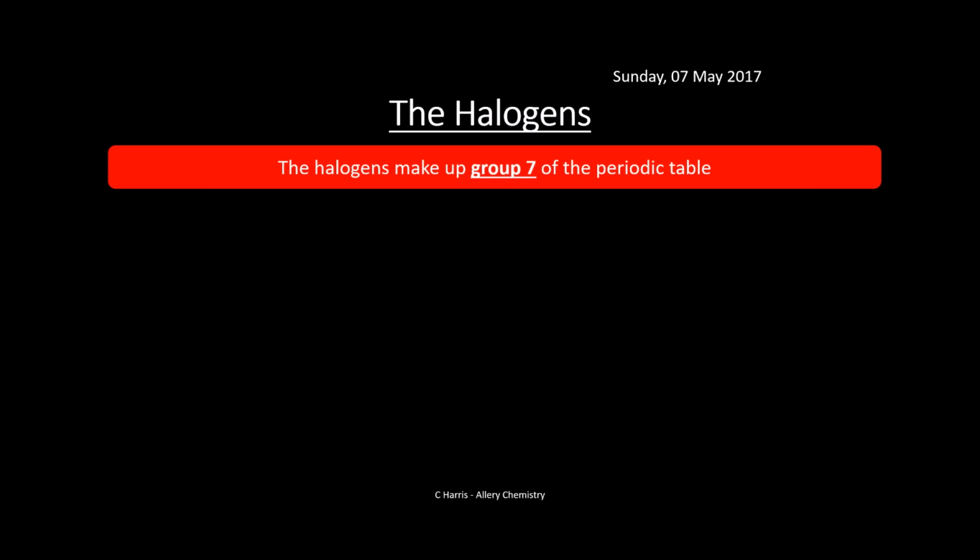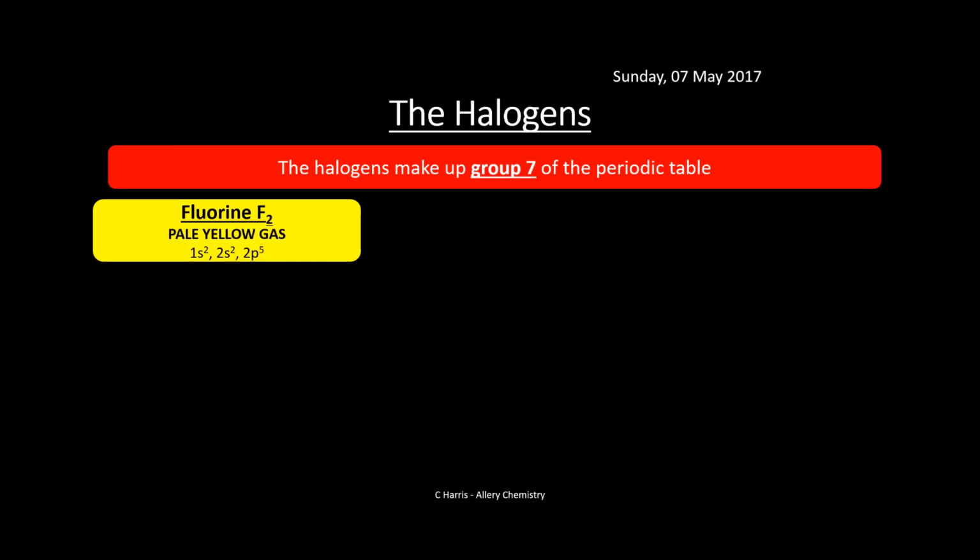Okay, so we're going to start with the halogens, obviously, because this is all about Group 7. The halogens are made up of non-metals. They're on the right-hand side of the periodic table. On the top of the halogens is fluorine, which is a pale yellow gas, and it has the electron configuration 1s2, 2s2, 2p5. Make sure you can give the electron configurations of these. You should be able to do it for the elements such as fluorine and chlorine in particular.